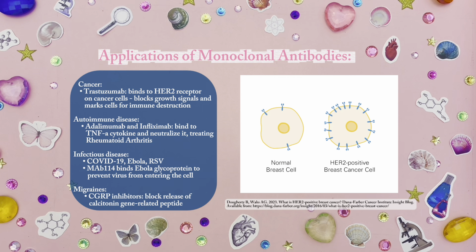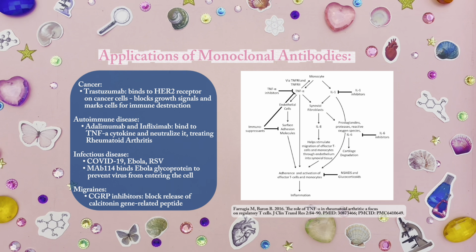In an oncological example, the monoclonal antibody trastuzumab binds to the HER2 receptor on cancer cells, as some breast cancers overexpress HER2, which causes uncontrolled cell growth, and both blocks growth signals and marks the cells for immune destruction. An example of an autoimmune disease treated by monoclonal antibodies is rheumatoid arthritis, which destroys joints with inflammation caused by the cytokine TNF-alpha. The monoclonal antibodies adalimumab and infliximab bind this cytokine and neutralize it.